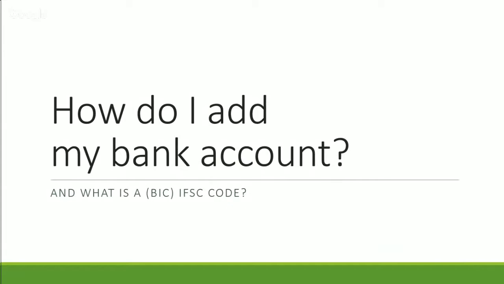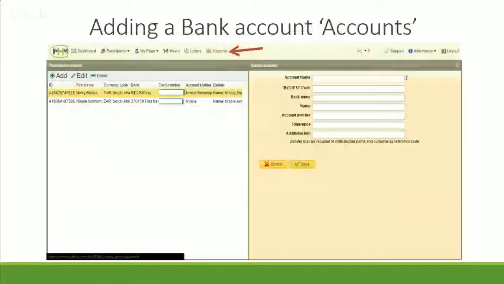So how do I add my bank accounts and what is a BIC IFSC code? I'm going to walk you through exactly what each line means. Okay, so we're going to click on accounts, and on the left hand side you'll see add. If this is your first time adding an account, it will be blank. If someone has done it for you beforehand and you don't know how to do it, then this is perfect for you. So on the left we'll click on add, or if you want to edit, you can click on it and just click on edit. And on the right hand side, this little screen will pop up that says account name, etc.